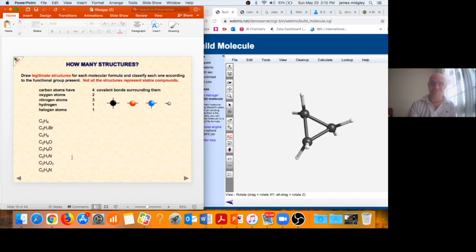Know that much. So here, we're going to break for a minute. You're going to look at this slide, and I want you to work out how many structures you can make from the molecular formulae on the left hand side. Pause the video now, I'll give you the worked solutions.